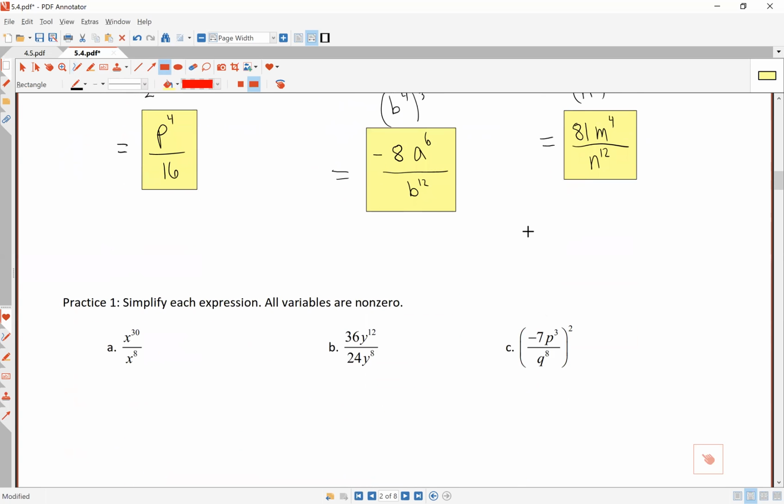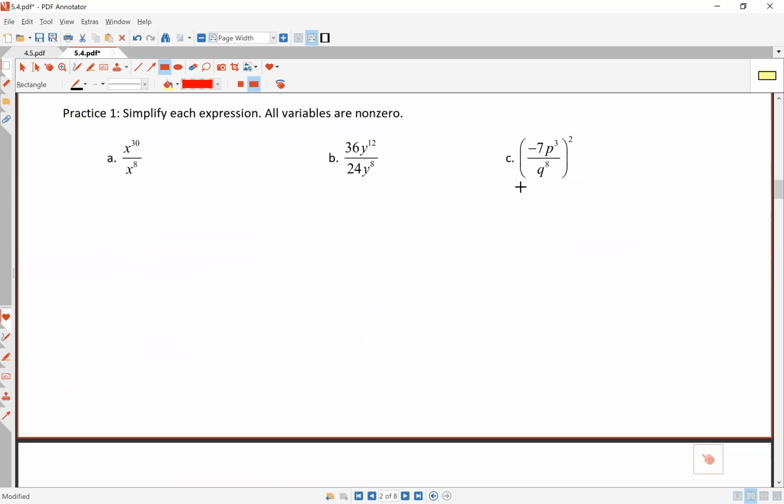This leads me to the practice problem for you to try. I encourage you to press pause on your video and work all 3 of these problems out, and come back when you're ready to see the solution. Now that you've had a chance to work these out, I will work these out for you.